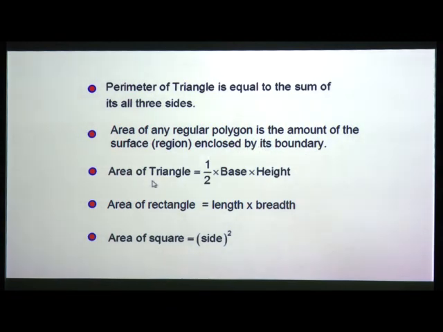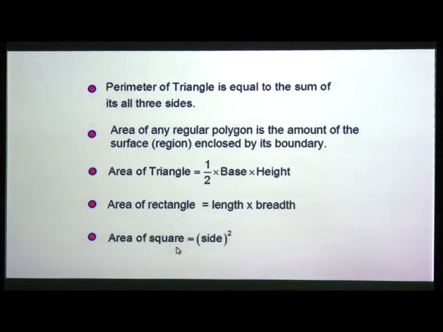The area of a triangle is equal to, I had proved it while I was teaching the area of a triangle, why it is 1 upon 2, or we can say half base into height. So, the area of a triangle is equal to half base into height. The area of a rectangle is length multiplied by breadth, that is L into B, which is also true.